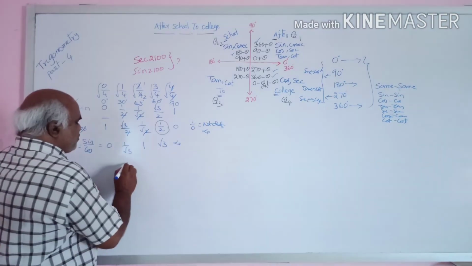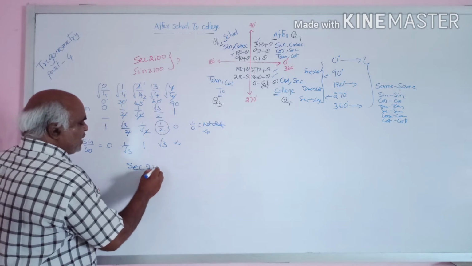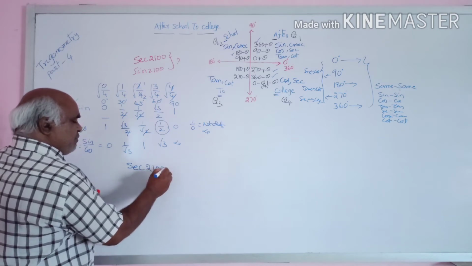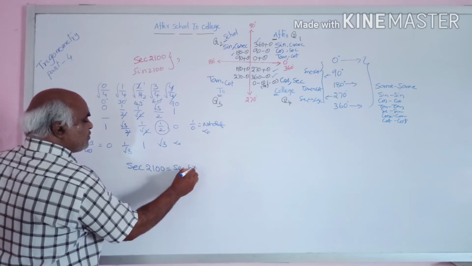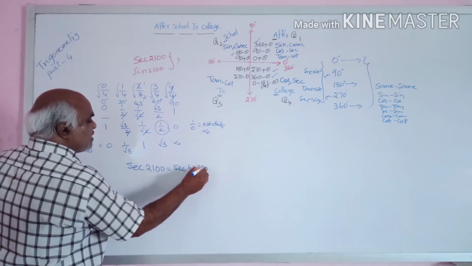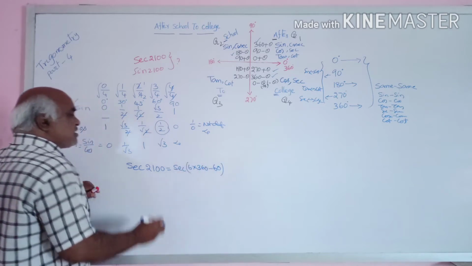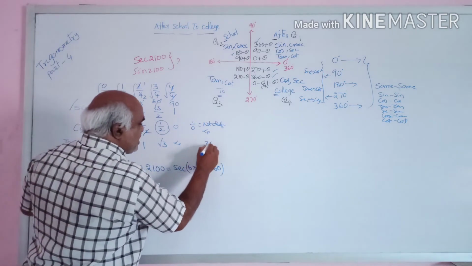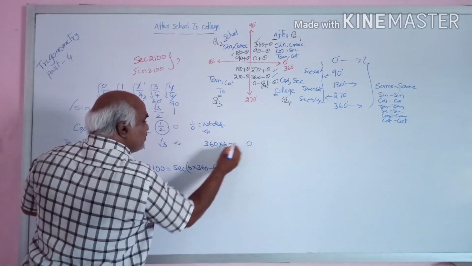By this, come to the secant 2100. It can be written as secant 6 into 360 minus 60. How to write this value? 6 into 360 is equal to 0.